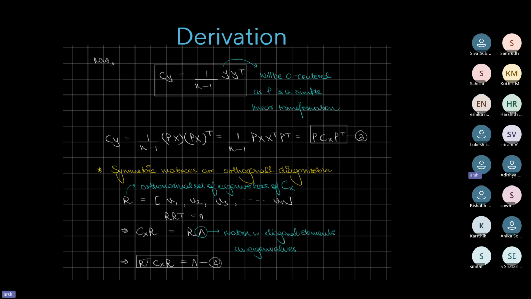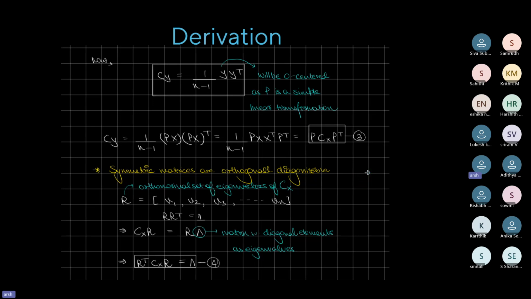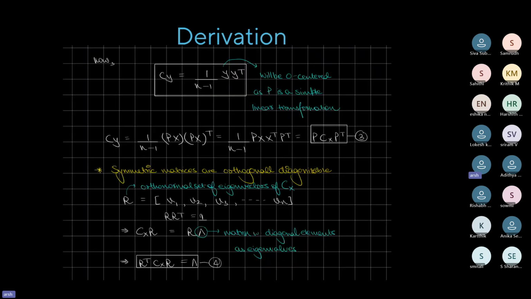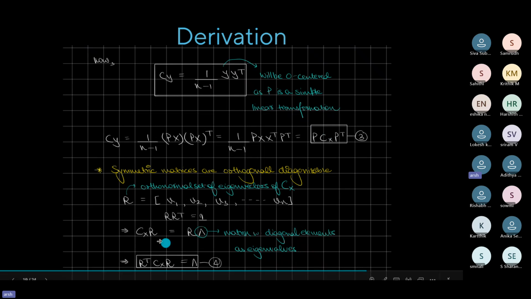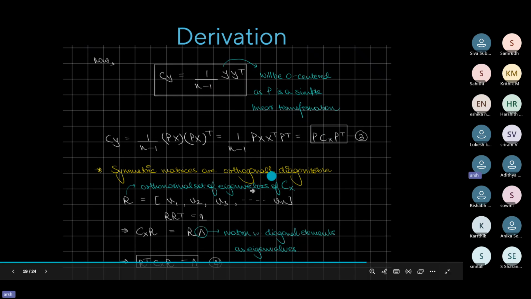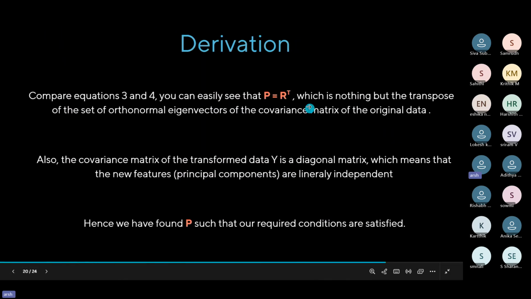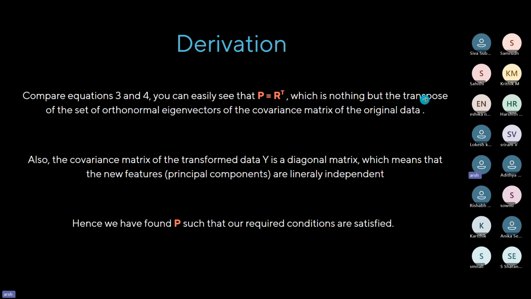Okay, I guess there are no doubts then. I hope it's clear what I've done here. As you can probably see, equation 3 and equation 4 are of similar form. You have the Cx here and you have Cx here as well. You compare equation 3 and 4. You can see that P is nothing but R transpose, which is the transpose of the set of orthonormal eigenvectors of the covariance matrix of the original data. So for the original data X, you take the eigenvectors in a matrix, you transpose it, and you get the transformation matrix that you needed for PCA.